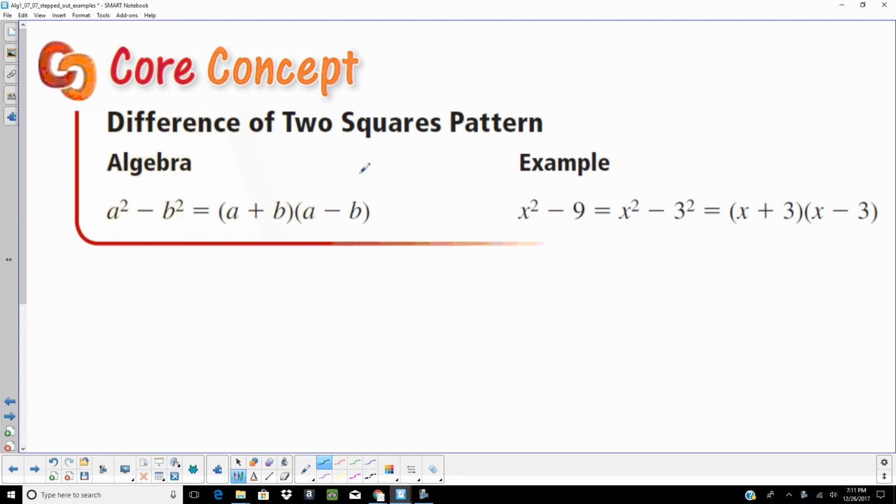Difference of two squares, by far the easiest factoring there is. What you do is you look to see if that first term is a perfect square. Do you have a minus sign? Is your second term a perfect square? If so, it's just going to be (a plus b)(a minus b). Take the square root of the first term, put a plus or minus, take the square root of the second term.